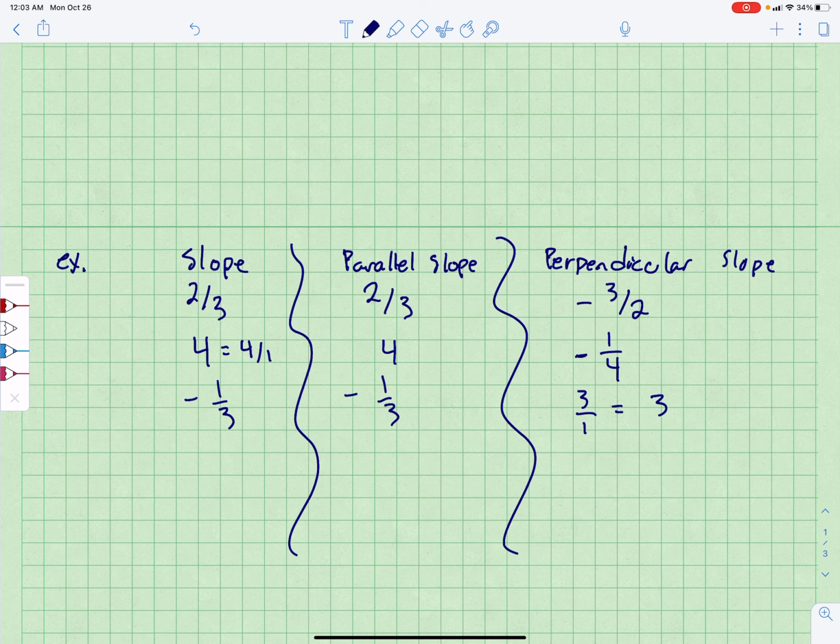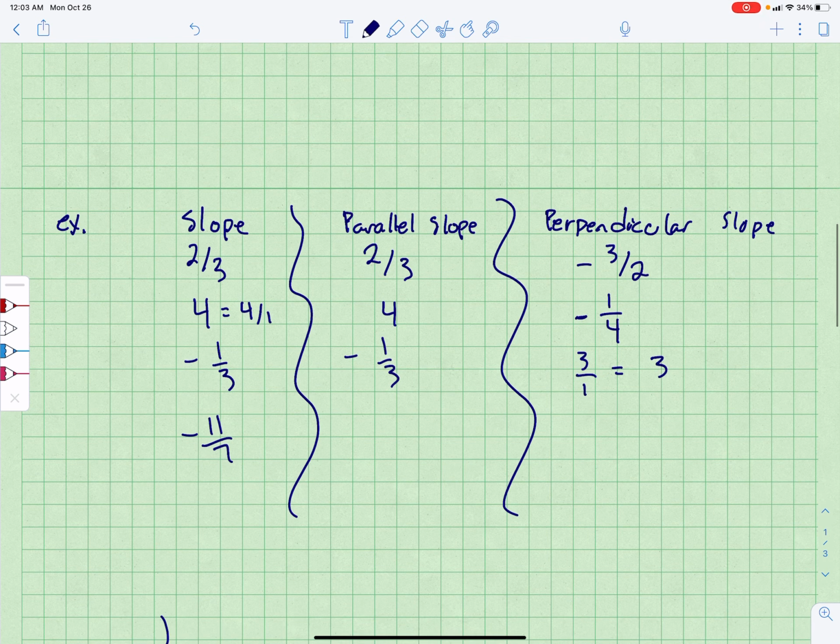Let's look at one more example. If I had negative 11 over 7, the parallel slope to that would be negative 11 over 7 because we know it's the same. And then if I wanted to talk about the perpendicular slope, it's the opposite reciprocal, which means I take the opposite of the sign that's on there, which would be positive, and then I flip the fraction. So the perpendicular slope would be 7 over 11.